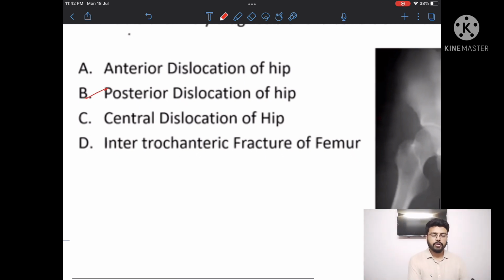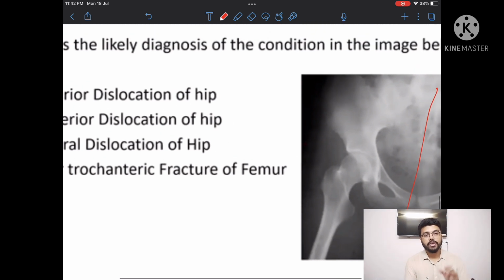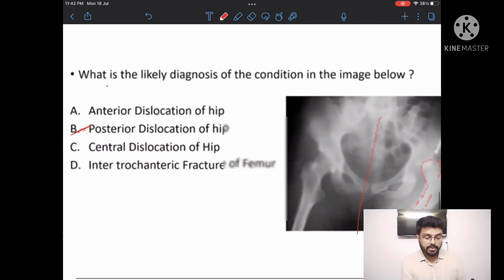Okay, so there will always be a confusion between anterior dislocation of hip and posterior dislocation of hip. So just keep on revising and keep on remembering these X-rays and Faber and Fader. Faber for anterior dislocation of hip and Fader for posterior dislocation of hip. Vascular sign of Narath is positive in posterior dislocation of hip. So this covers a very important topic.